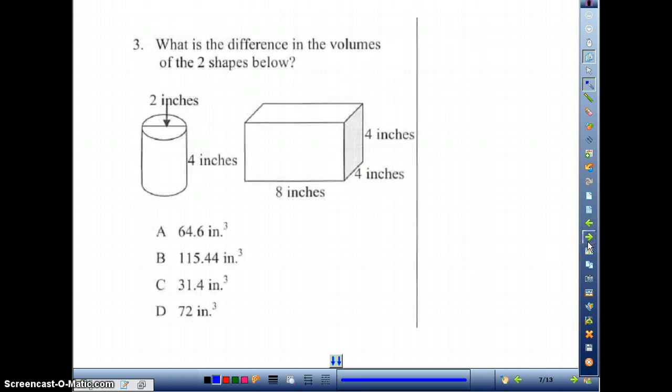Next problem. What is the difference in the volumes between the two shapes? Name the shape. Find a volume formula. Name the shape.